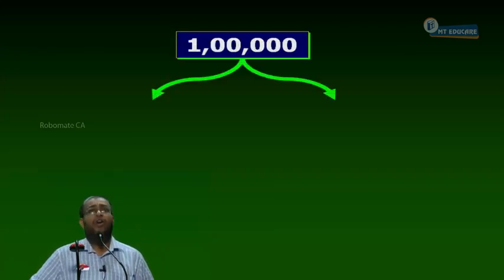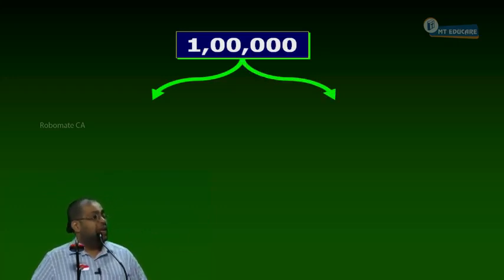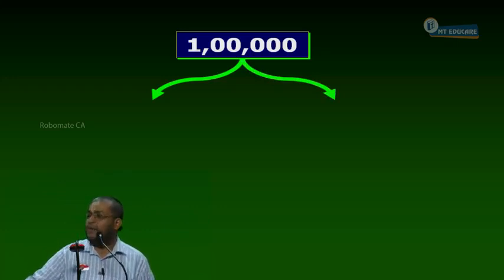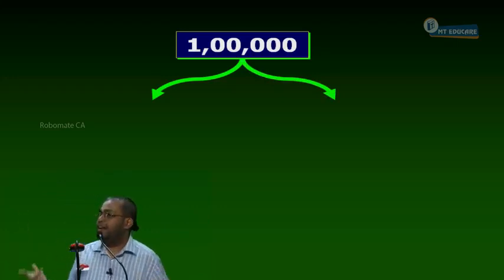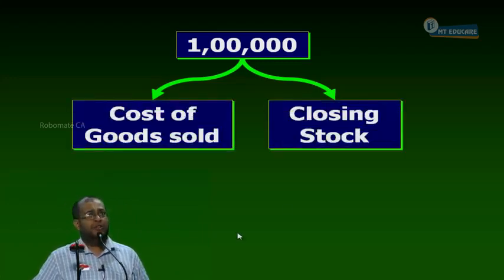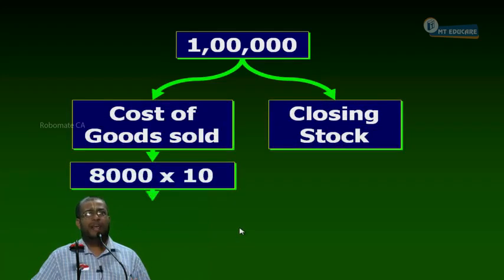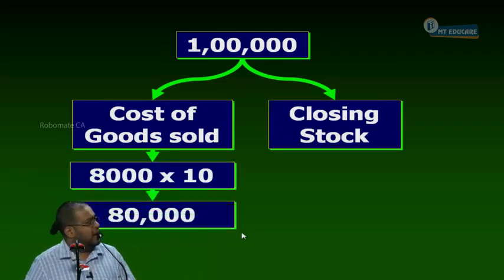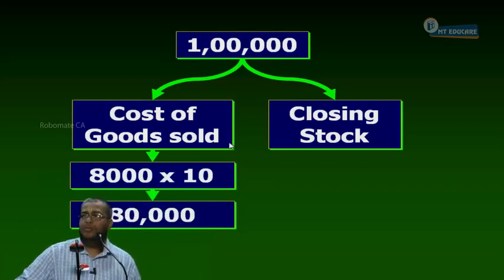Now, see, how many units sold? 8,000. When I multiply the 8,000 with 15 rupees, I'll get sales. When I multiply with 10 rupees, I get what? Cost of goods sold. So I'm going to find out cost of goods sold. So 8,000 units into how much rupees here? 10 rupees. The cost of goods sold is how much rupees? 80,000.